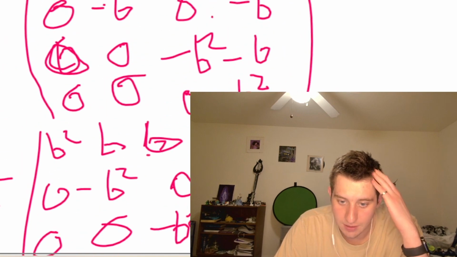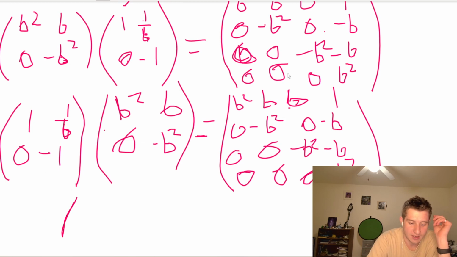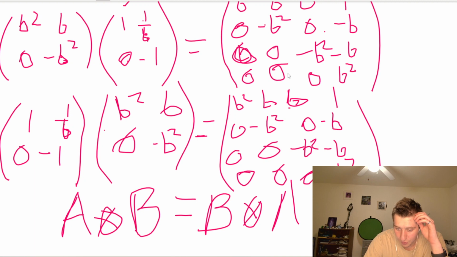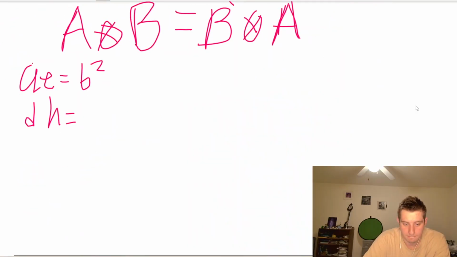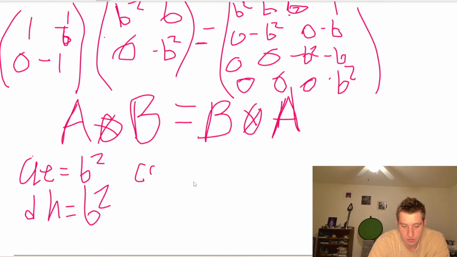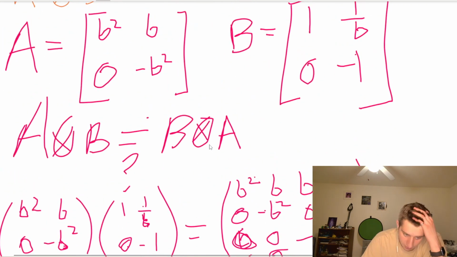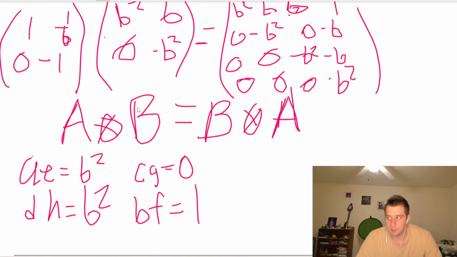Okay, so now we see how we have unique matrices A and B such that the Kronecker product is equal. And notice we still have the fundamental pairs. AE equals B squared. DH equals B squared. CG equals 0. And BF equals 1. It worked out still. So I don't know what the significance of these fundamental pairs is.